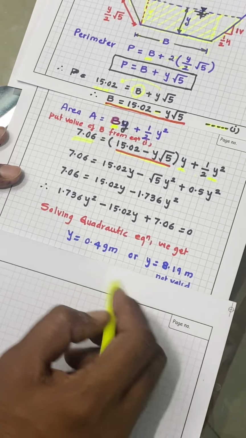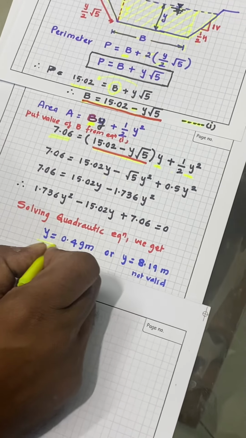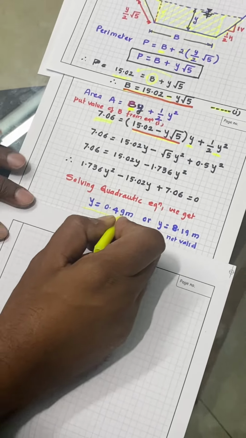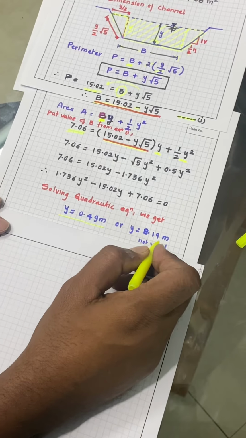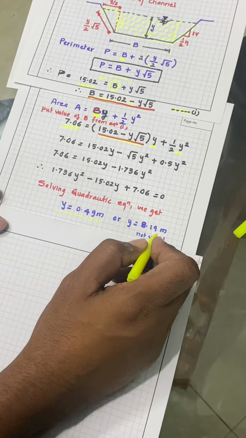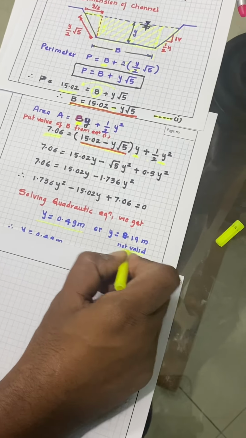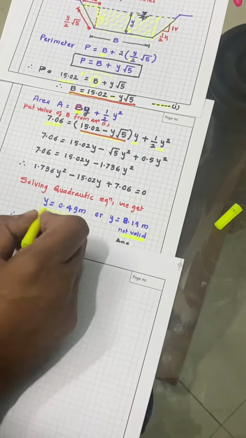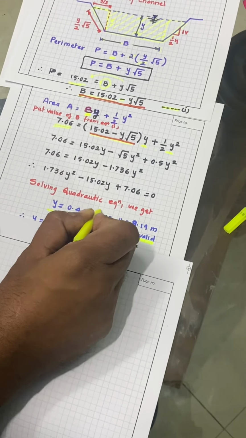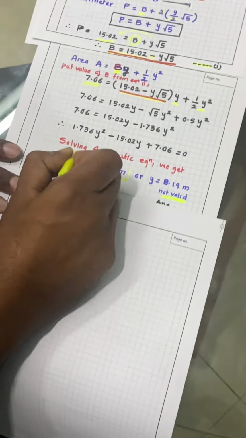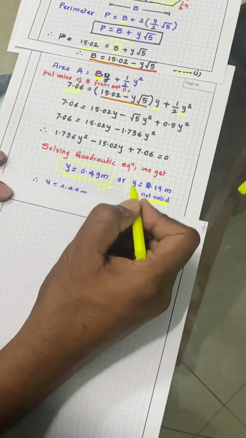Rearrange the equation. We will get the quadratic equation. Solving the quadratic equation, we will get two values of Y. One is Y is equal to 0.49 and another one is Y is equal to 8.19. That is too much height, which is not practically possible. So this is not a valid value. We consider the valid value equal to 0.49. So we got the value of Y.